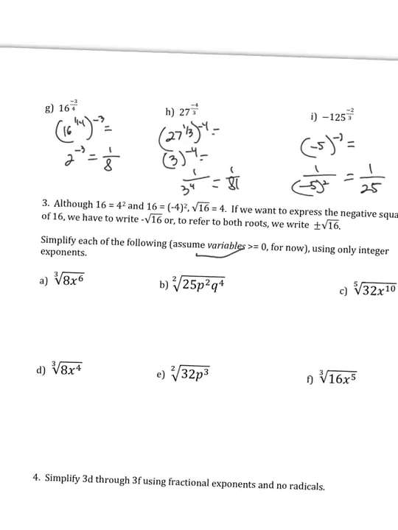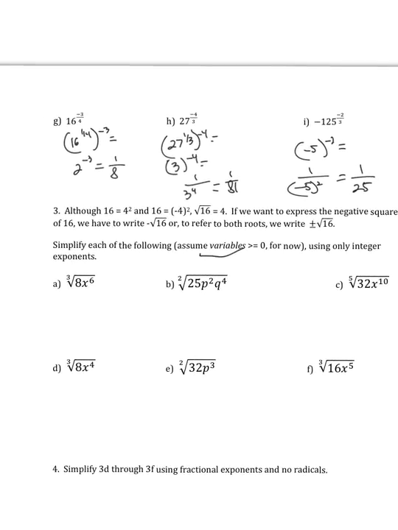Simplifying each of these using only integer exponents. And so what that means here is that we are going to be using the cube root of 8x to the 6th. So we can rewrite this as the cube root of 2 to the 3rd x to the 6th, which is the equivalent of 2 to the 3rd x to the 6th to the 1/3, which is equal to 2x squared. So that worked out very neatly because both the 3 and the 6 here can be divided by 3.